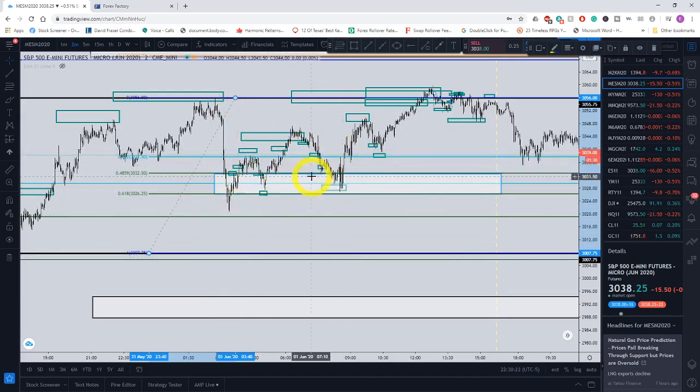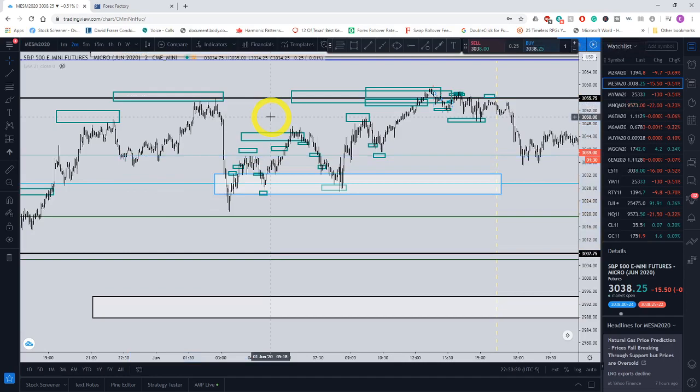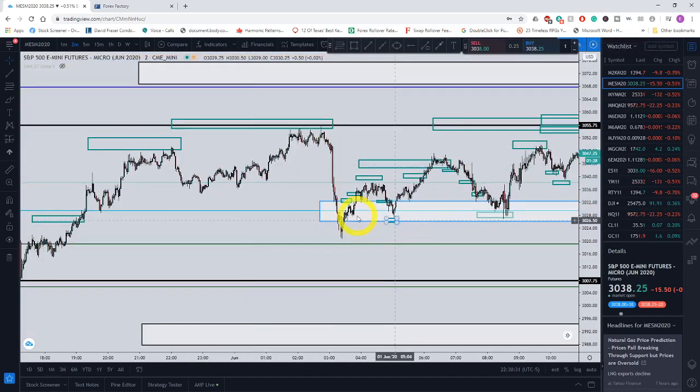Now, as you see here today, price definitely bounced off of it when price opened and then trended up the rest of the day. So here, that's what I look for when the market is opening.